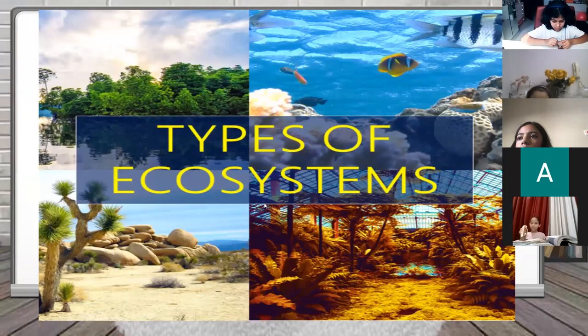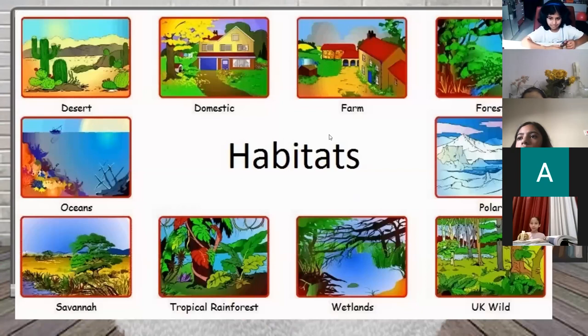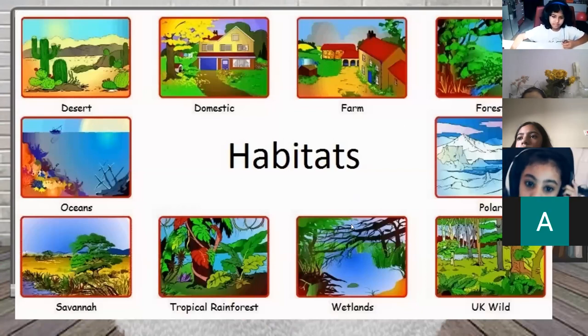All right. And we have types of ecosystems. We learned about the ocean, the forest, the desert, and the grassland. Today, we are going to talk more about them. Before we talk about the ecosystem, who can tell me what is this? This word means what?